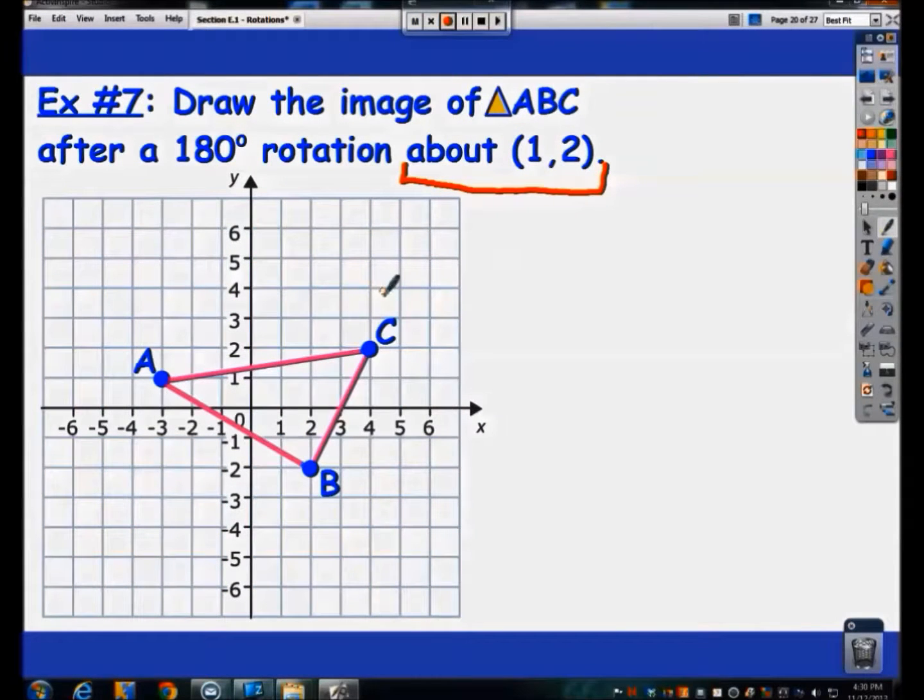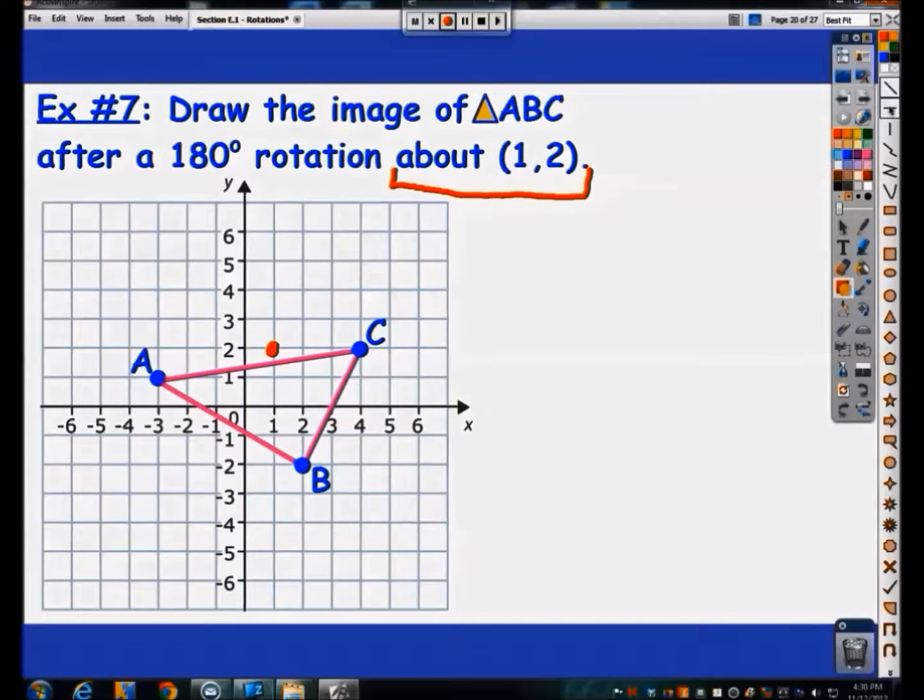Now, here's what we're going to do. We're not really going to use any rules. We're going to use the graph itself. This is what we're going to have to do if we rotate about some other point other than the origin. So here's the point (1, 2). This is what we're rotating around. Okay.